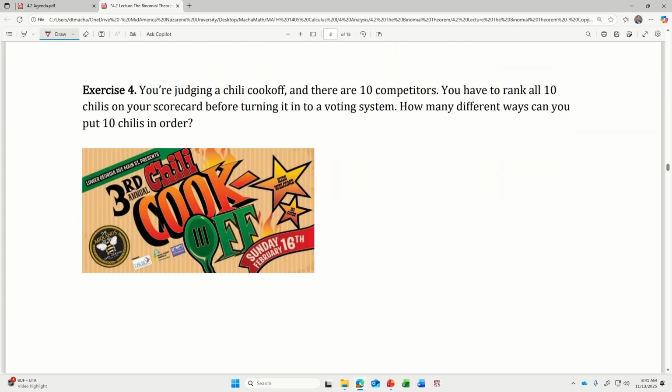Okay, you're judging a chili cook-off and there's 10 competitors. You have to rank all 10 chilies on your scorecard before turning it in. How many different ways can you put 10 chilies in order?